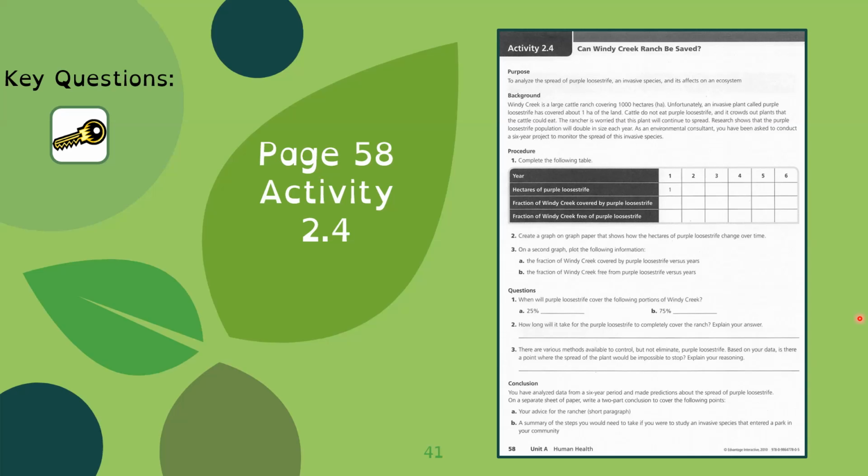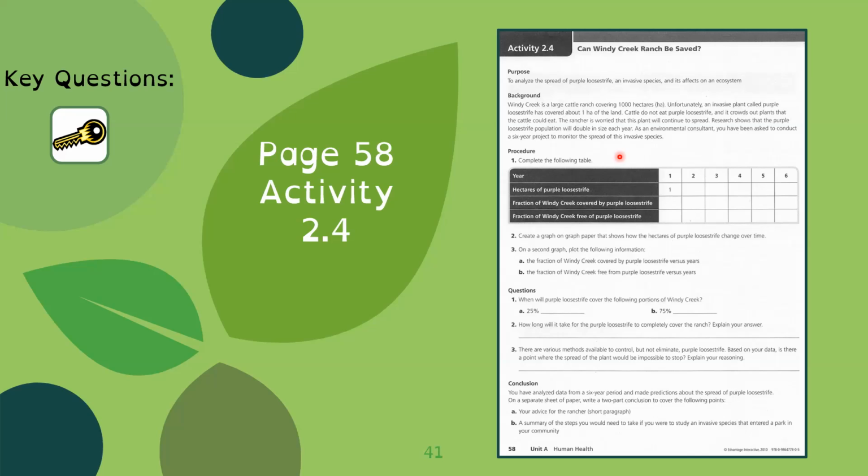So the key questions are a little bit different for this lesson. There's also the activity on page 58, with activity 2.4. So not only the key questions and the review questions, but also you need to do this activity on page 58. So just to look at it a little bit, the activity is answering the question, can Windy Creek Ranch be saved? And so the purpose is to analyze the spread of purple loosestrife, an invasive species, and its effect on an ecosystem.